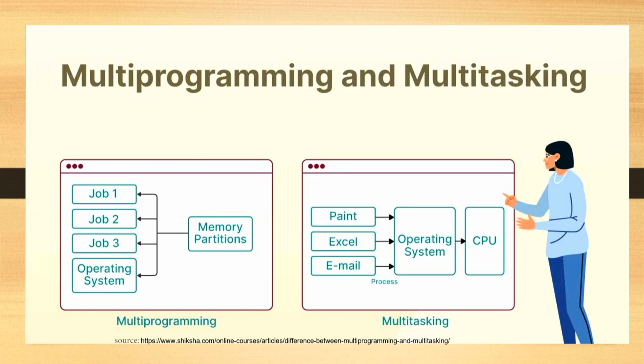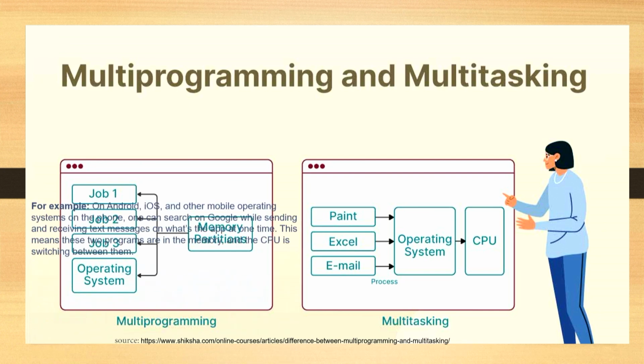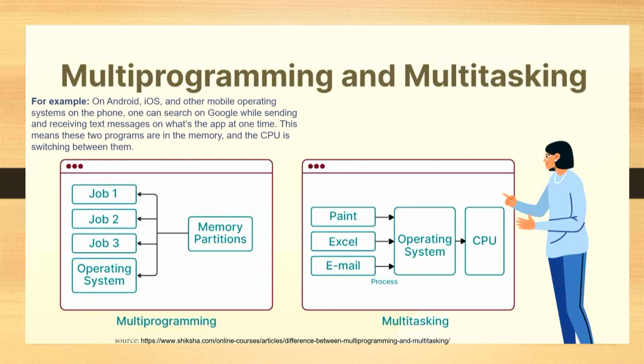So let's see an example of each of them. In the case of multi-programming, on Android or iOS and other mobile operating systems on the phone, one can search on Google while sending and receiving text messages on WhatsApp at one time. This means two programs are in the memory and the CPU is switching between them. This is the case of multi-programming.